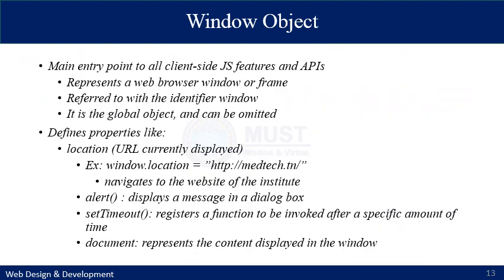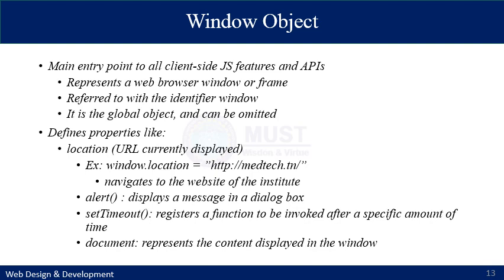The window object is the main entry point of your web application on the client side, and JavaScript uses the API to access the window to actually interact with the web application. So it represents a web browser window or a frame, and it is referred to by the identifier window. It is a global object and it can be omitted.